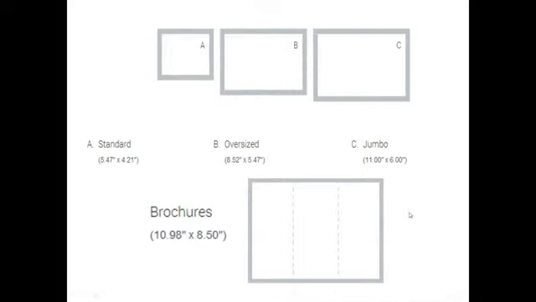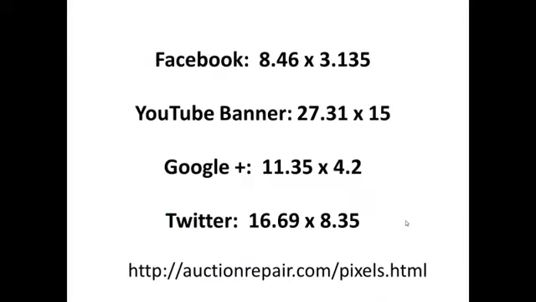And then the brochures. If you're going to do a brochure, not so wordy, use a lot of visual images and a lot of white space because you have a lot of pages. You got 6 pages back to back that you would be printing on this. Facebook timeline, the YouTube banner, Google+, Twitter, here are some cheat sheets and dimensions for you to use.